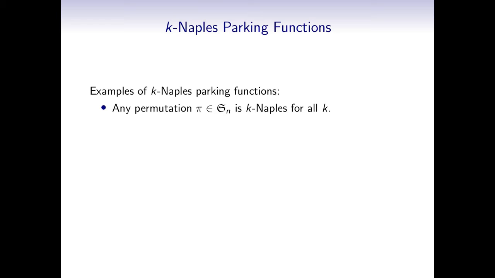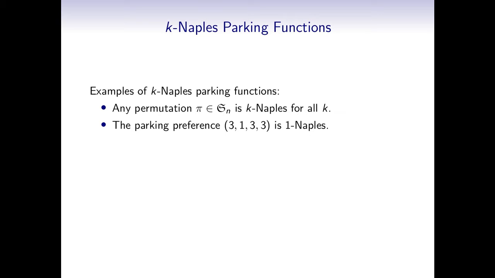So what are some examples of these things? A permutation, a member of the symmetric group, is k-Naples for all k. So if all the cars want different parking spots, then they'll all come in and all their spots will be open because each spot only shows up once in the permutation, and all the cars will park. For a better, more interesting example, 3133, which is not a permutation, is 1 Naples. It's a 1 Naples parking function of length 4.